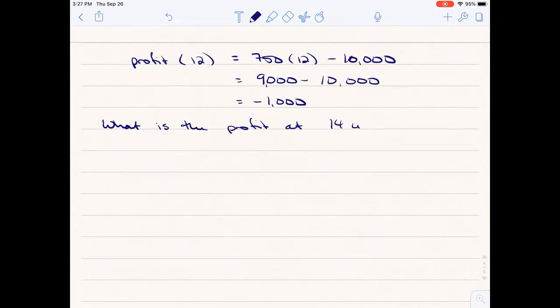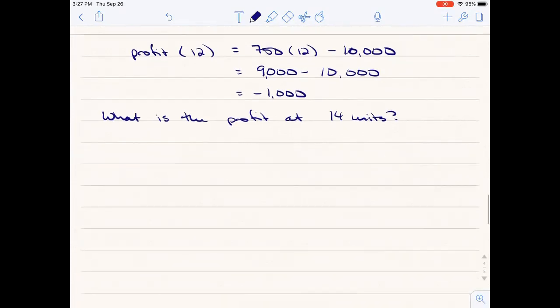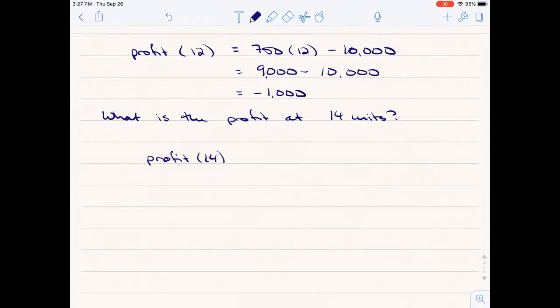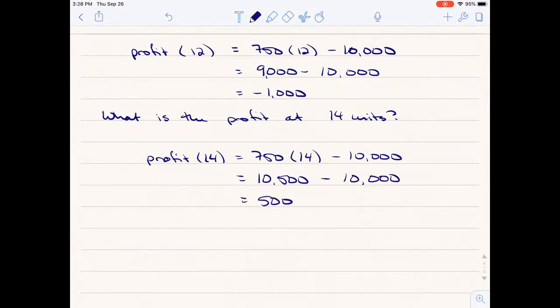at 14 units? Same deal, right? Profit. Now we're going to use X is 14. 750 times 14 minus 10,000. 750 times 14 is 10,500. Phew, minus 10,000. Finally, we're making $500.